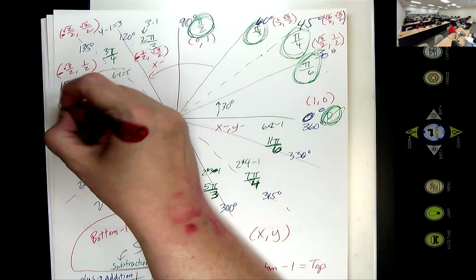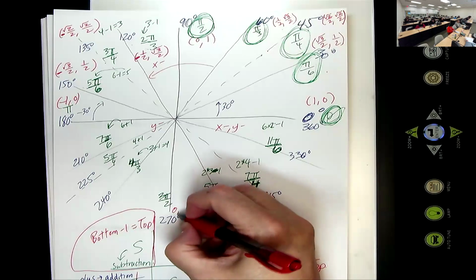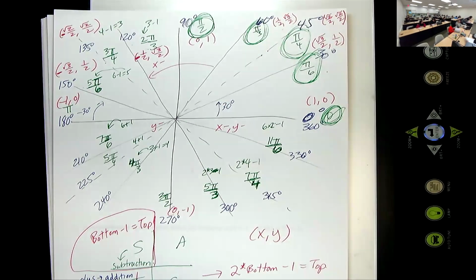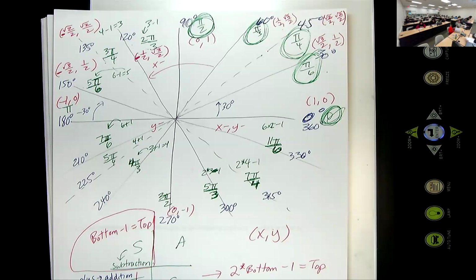180 is -1, 0. The axes are, you should be able to do without everything else, because it's on the axes, you know what the values are. One of them is 0, the other one is 1, or -1.